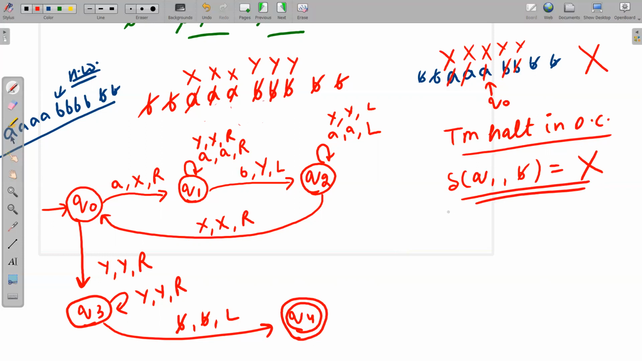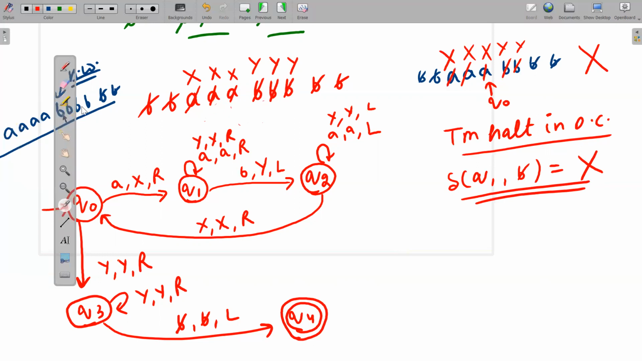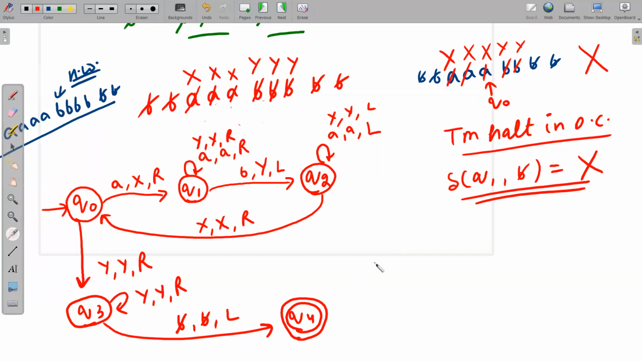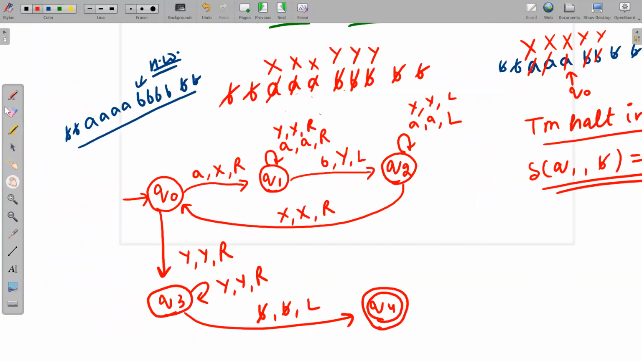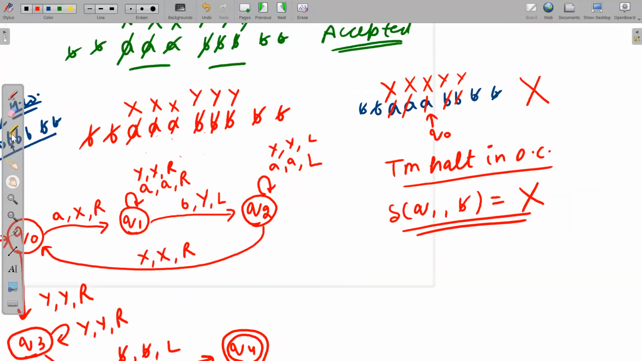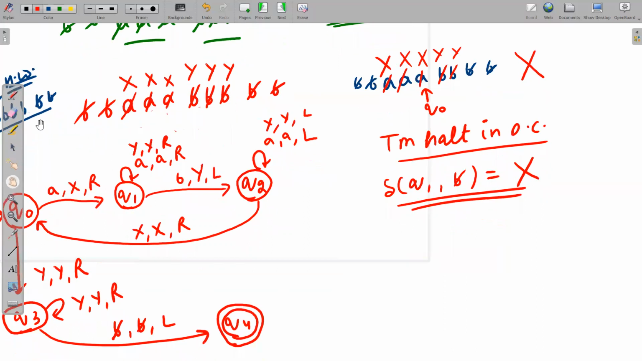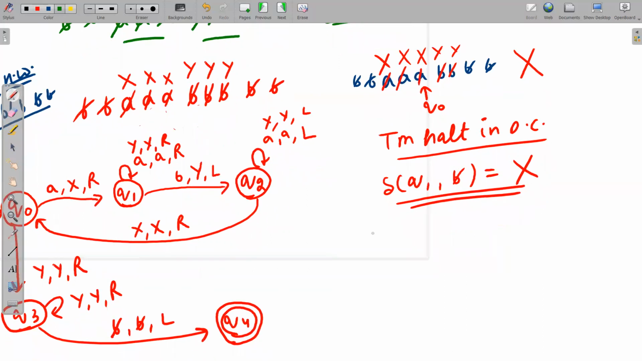Let me give one more example. In the string I gave you as homework, the number of A's and the number of B's are equal: we have 4 A's and 4 B's. Then I gave you one string in which the number of A's is more than the number of B's, triple A double B. The next example should be where the number of A's is less than the number of B's. So now let's take that example.